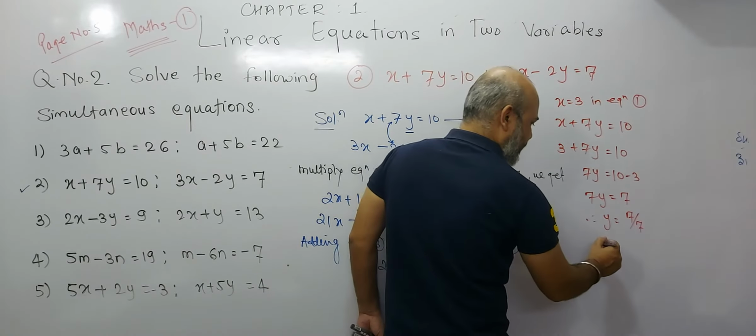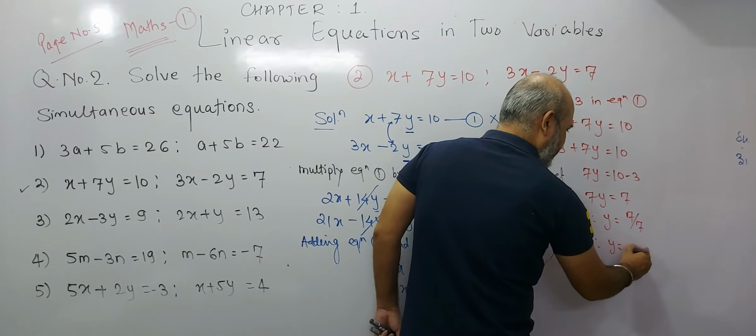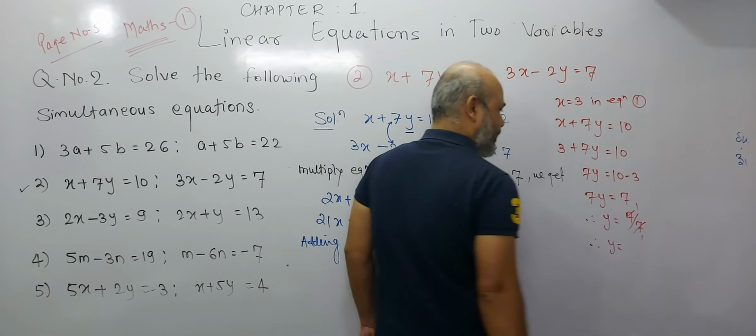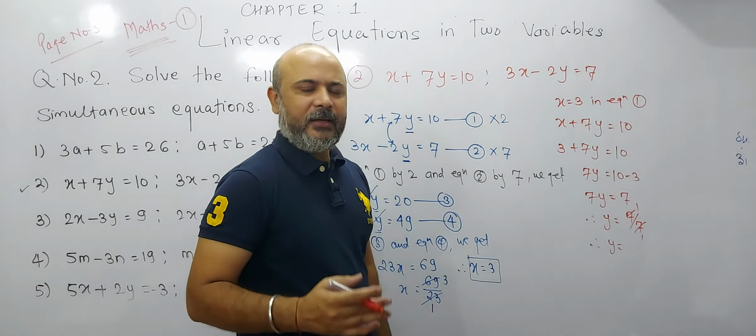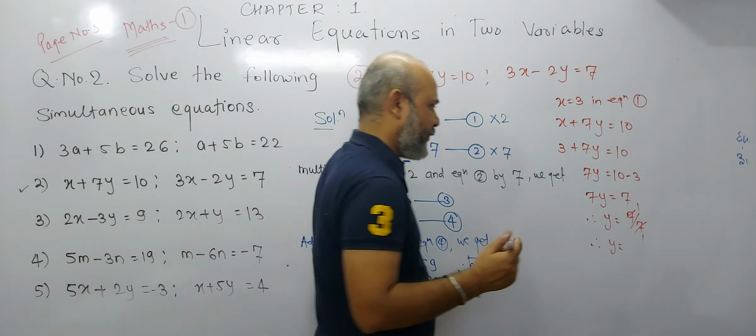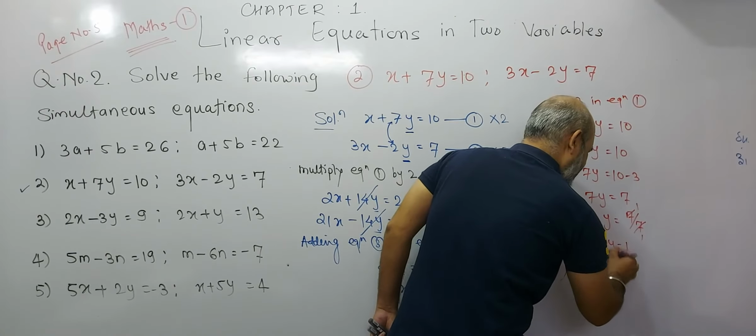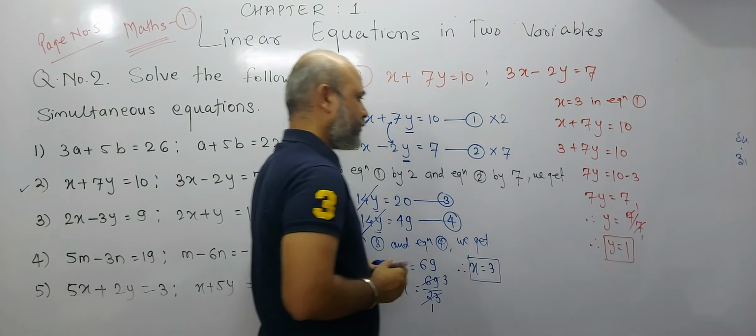So what you will get, student? Therefore you will get y is equal to 7 ones are 7. That is 1 upon 1, and 1 upon 1 is 1. So y is 1. Clear?